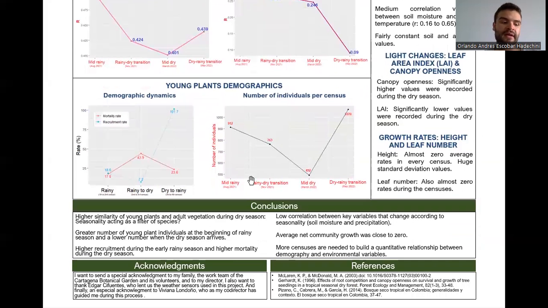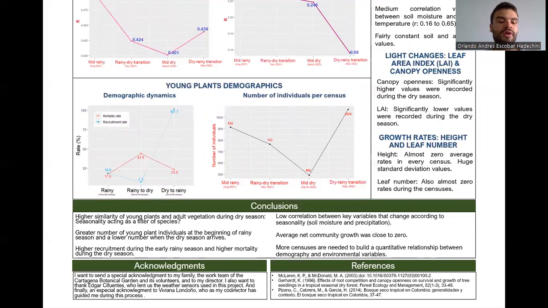So in conclusion, there was a higher similarity of young plants and adult vegetation during the dry season. This could indicate that seasonality could be acting as a filter of species. That's one of my hypotheses.